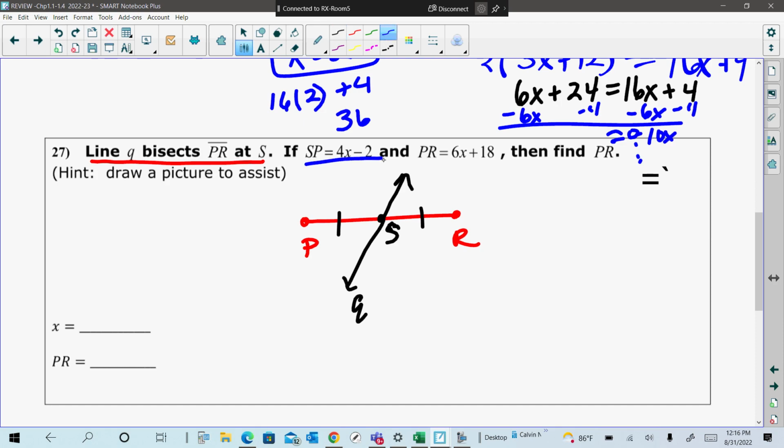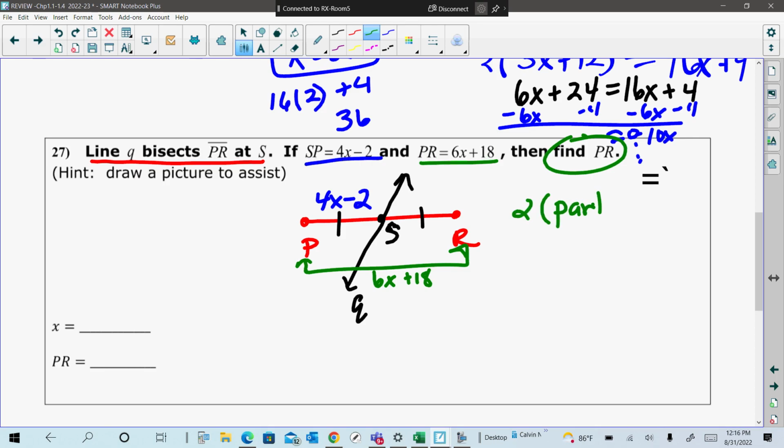It says SP is 4x minus 2, so between SP, I'm going to put the expression 4x minus 2. And then it says PR is 6x plus 18. So PR represents this whole segment, that's the 6x plus 18. Again, in this scenario, they want us to find PR, and because PS is only a part, we should be doing 2 times the part to equal the whole. I'm not sure why that is there. I'm going to delete that.